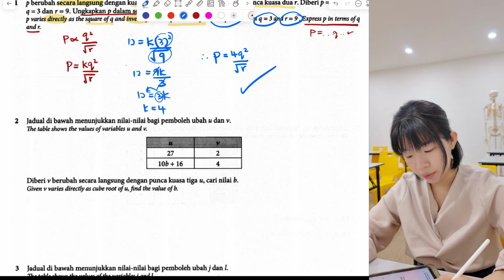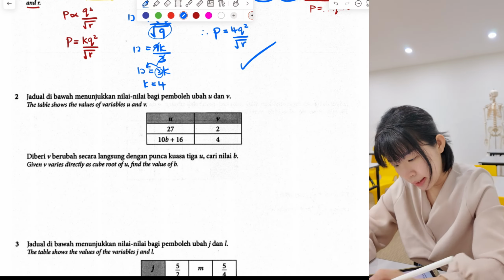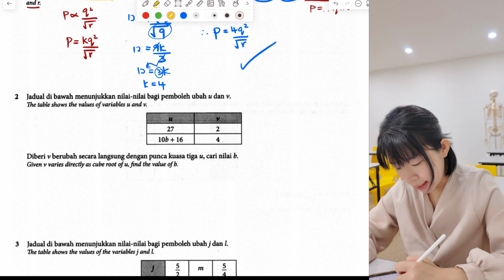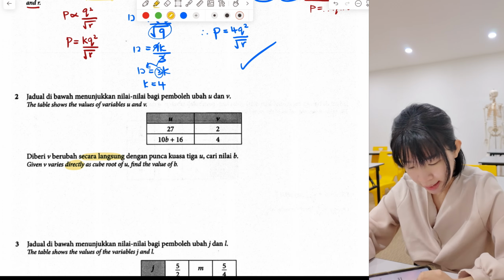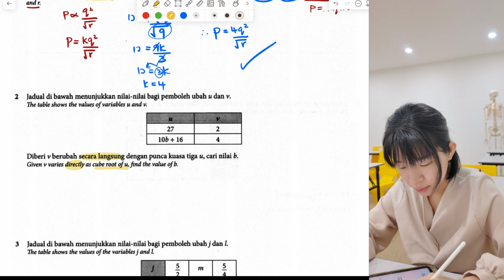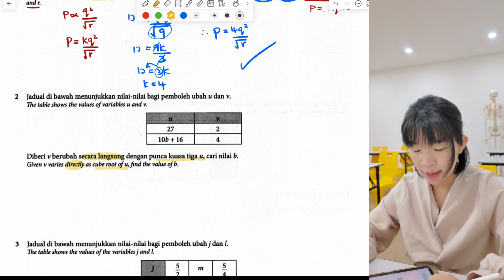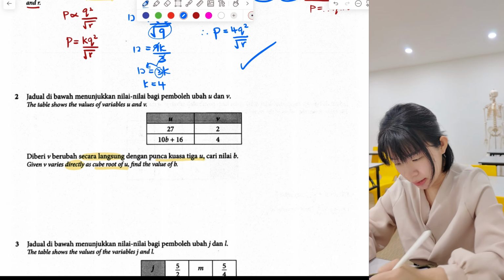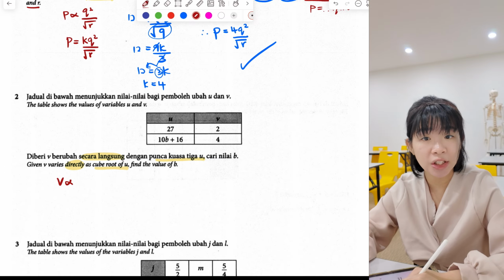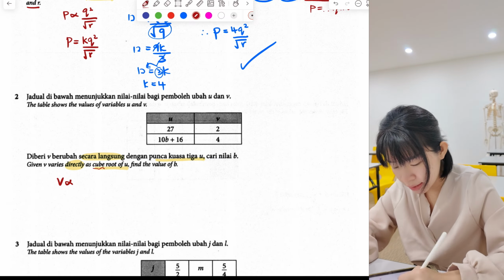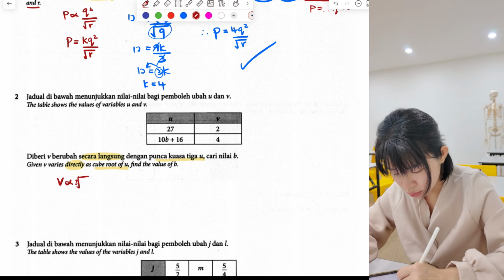Okay, so now let's go to question 2. Here they give us a table regarding V and U. V varies directly, secara langsung, directly as what? Directly as the cube root of U. Punca kuasa 3 U. And then at the end we need to find B. So first thing, we write V varies directly, secara langsung, and straight away write whatever they say at the back. So they say cube root of U, cube root U.